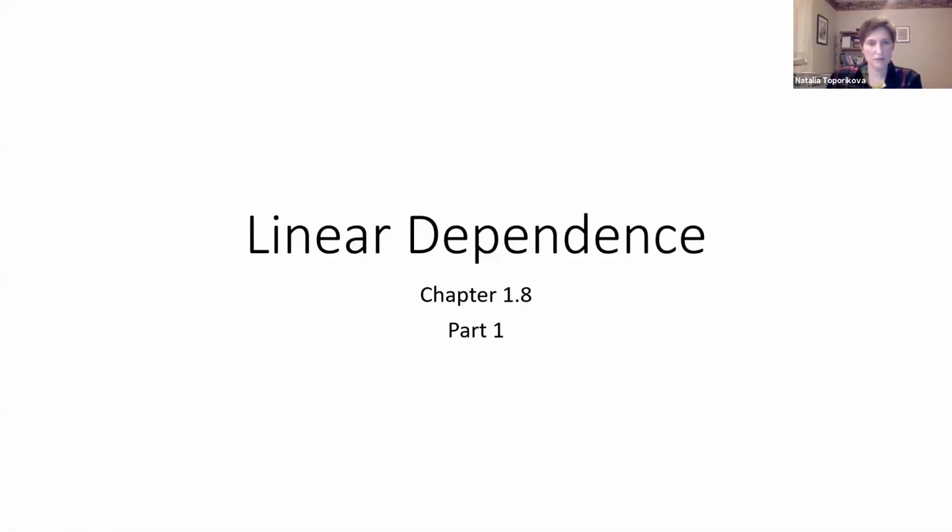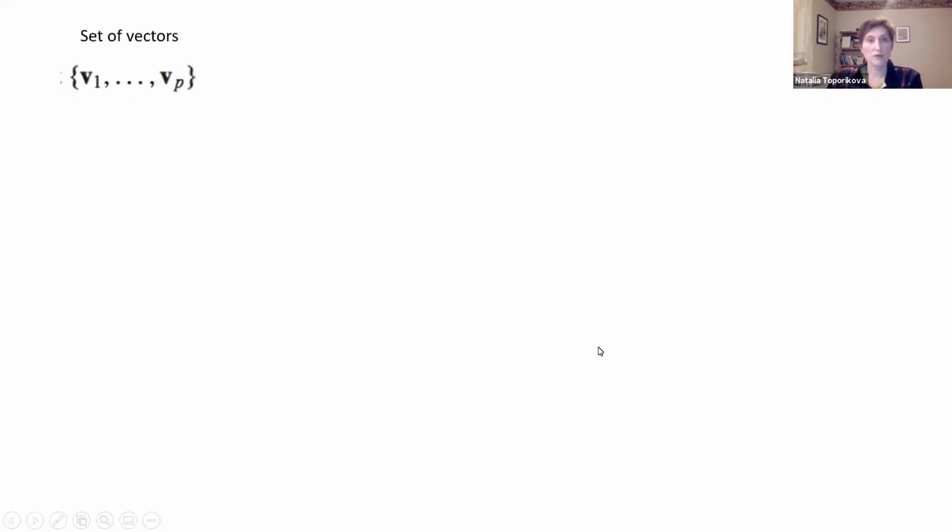Hello, and today we'll talk about chapter 1.1. This is the first part, and today we'll talk about the definition of linear dependence. So let's consider a set of vectors, let's say from v1 all the way to vp.